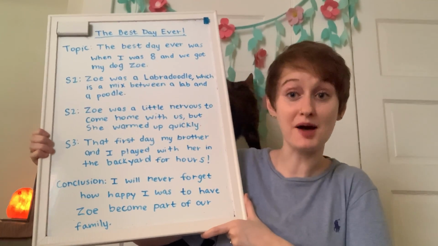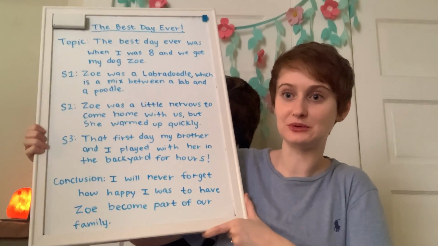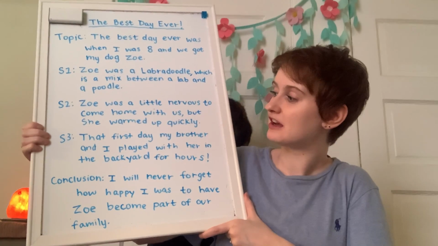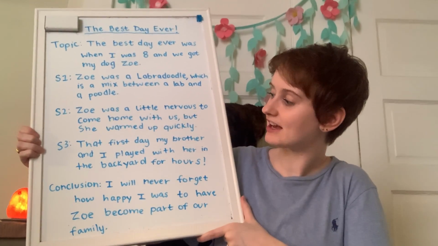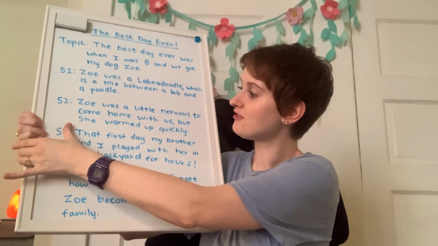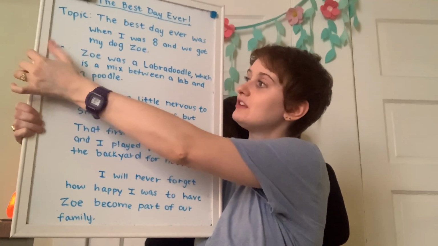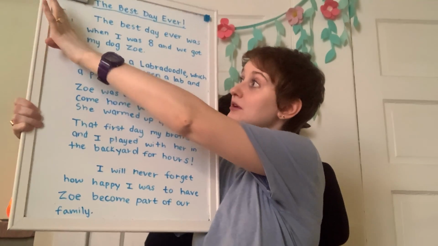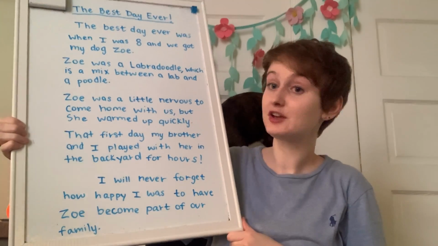All right, and so now that I've taken you through the draft process, we're ready to take this draft and publish it, which is to make it a final version. So we're going to take out all of the outlines that we did of where we wrote topic and S1 and S2 and conclusion. So I'll just go ahead and wipe those off so that this turns into a full paragraph. And you will do this by rewriting these sentences in the space below the area where you drafted them.